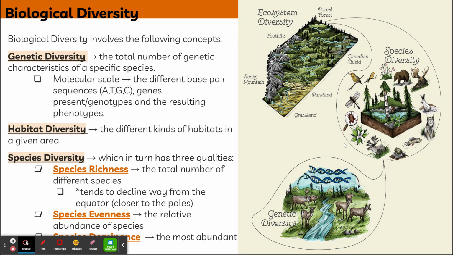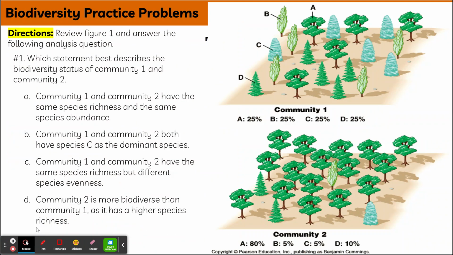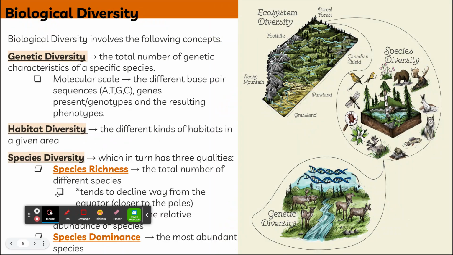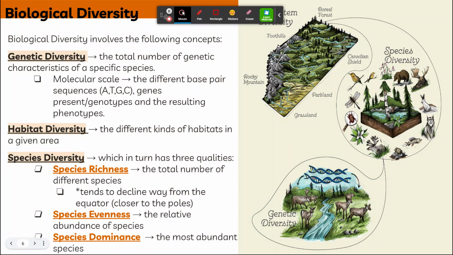Okay, so now let's talk about the different types of biodiversity, how they are measured in ecosystems, and how they are important. Biodiversity is broken down into several different types, and they can be measured in several different ways depending on what you're looking at. Genetic diversity is the first kind that we can break biological diversity into. Genetic diversity is the total number of different genetic characters present within a specific species.